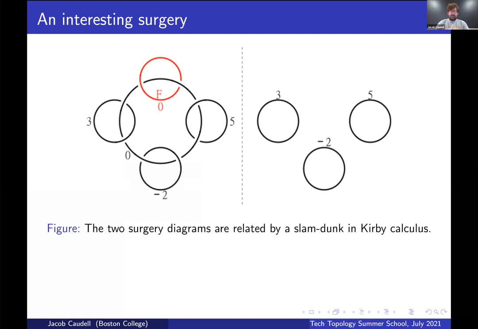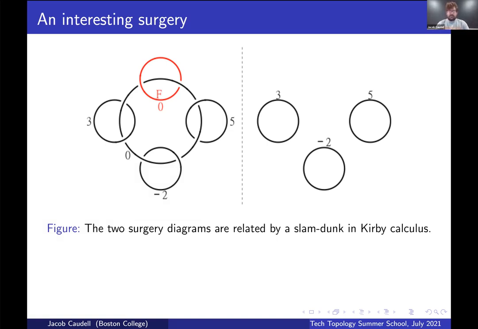Looking at the diagram on the left here, if I do surgery only along the black components, I get the Poincare homology sphere. I can then think of this red component, F, as a knot sitting inside of the Poincare homology sphere. Zooming out on the diagram as a whole, I can perform a diagrammatic move called a slam dunk in Kirby calculus and get the diagram on the right.